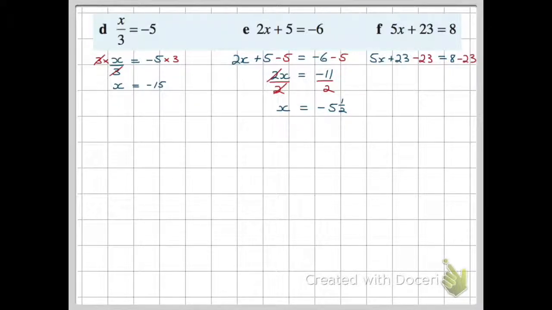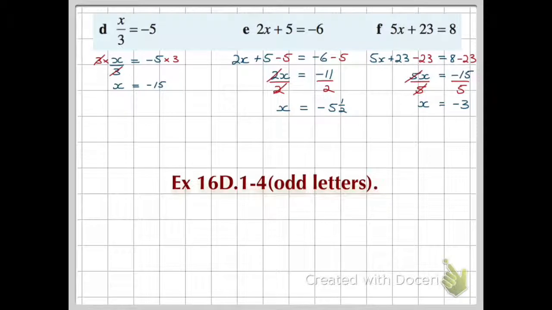Now in the last one we need to subtract 23 from both sides to eliminate the plus 23 on the left. And so our next line of working, we will have 5x equals negative 15. We're subtracting a number that's larger than 8, so the answer is going to be negative. Now we need to divide both sides by 5. The 5's will cancel out on the left, and negative 15 over 5 is negative 3.